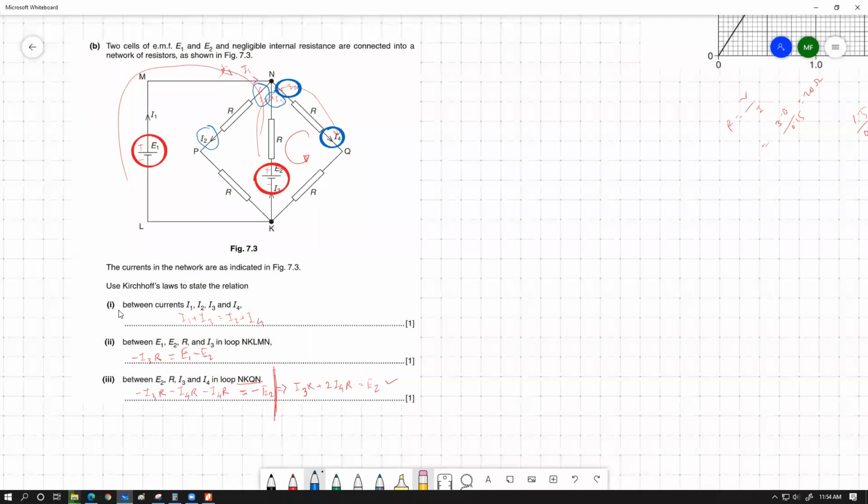So I can see over here for this junction N, I1 and I3 are the incoming currents. These two are incoming, and I2 and I4 are leaving or outgoing currents. So sum of incoming current equals sum of outgoing current. That's it. Thank you, sir. No problem.